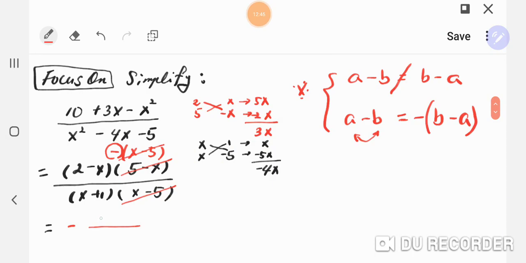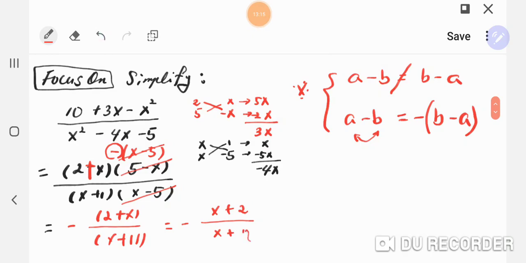Did I do something wrong? Yes, this is 2 plus x, right? 2 plus x. So we have 2 plus x over x plus 1. Or you can rewrite it. You can interchange 2 and x, so x comes first, like this.